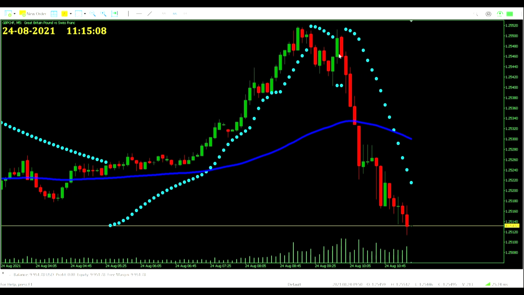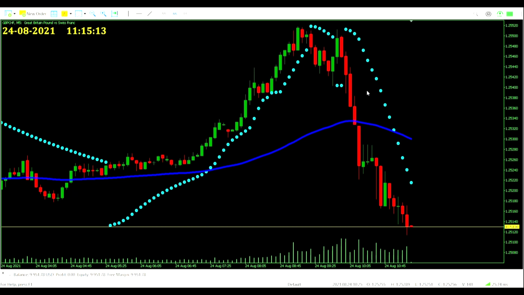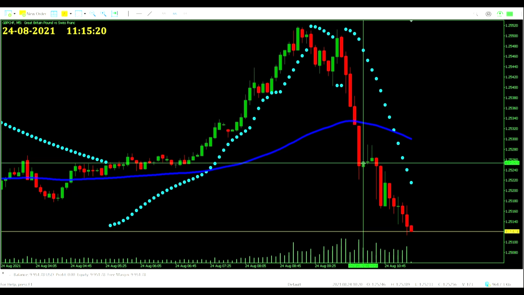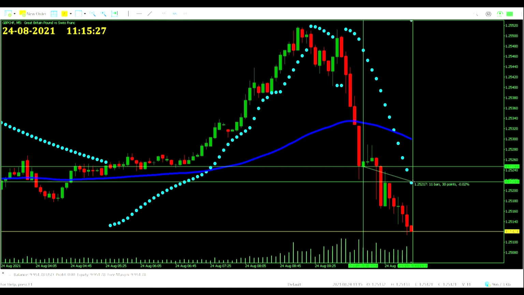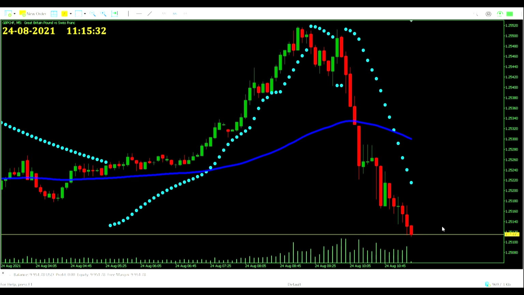Not as nice as it looks, because we wouldn't have caught most of this move. The EMA was still going up or flat at that point. It didn't close sloping downwards until after this candle, in fact, so we would have got in around about here. But as you can see, the dots were already past it, so we would have been in a little bit of profit as our stop loss would be there. And price is continuing on that downward trajectory.